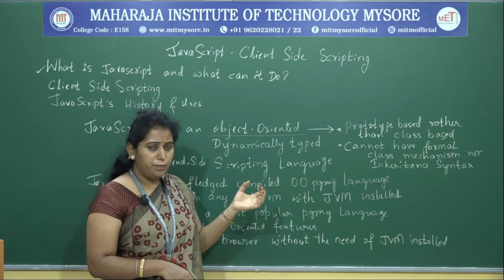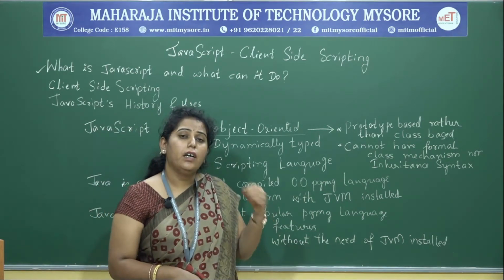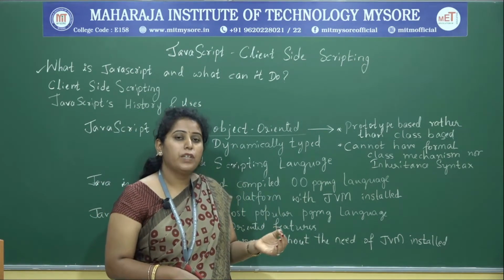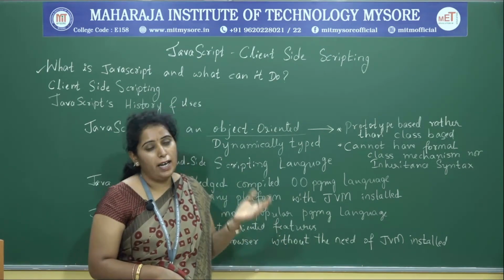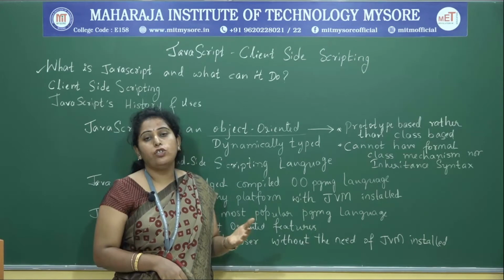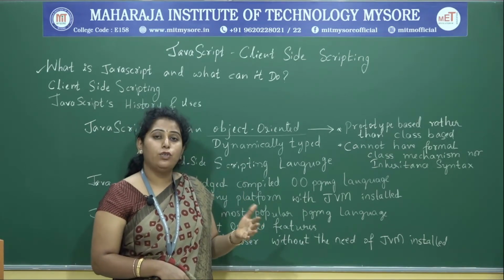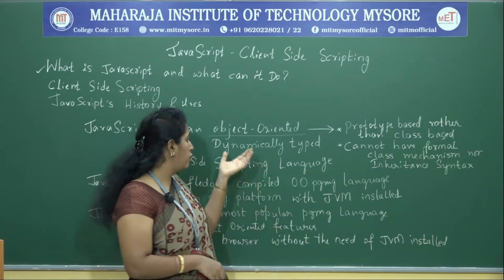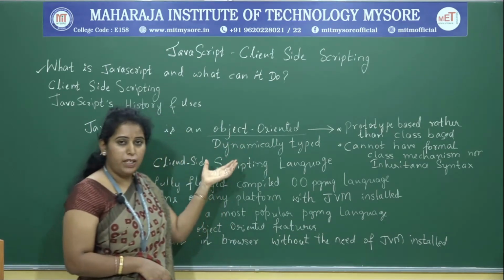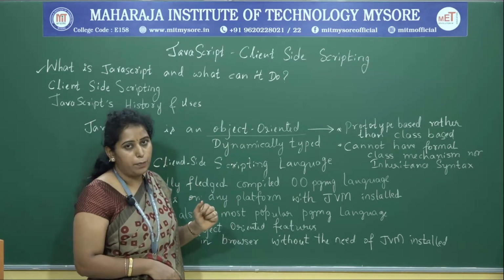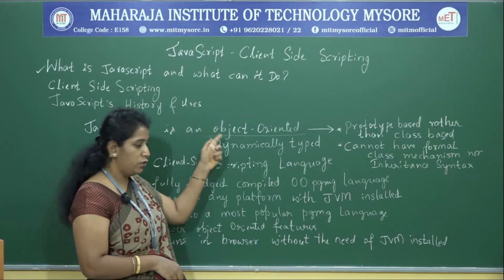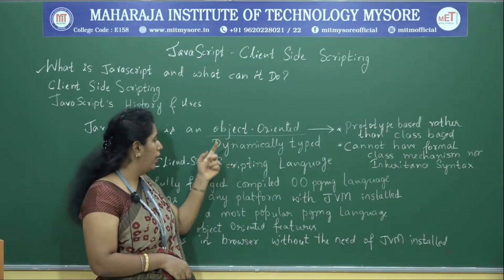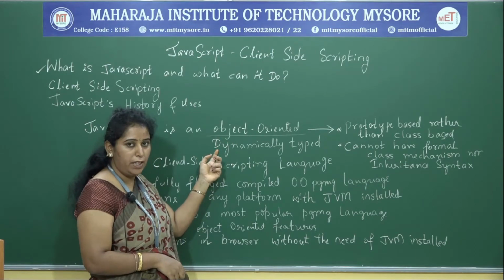For example, when you declare a variable, you assign some value. This is done at runtime, and you can also change that value at runtime. That's why we call JavaScript dynamically typed. So finally, we have discussed why JavaScript is called object oriented and also why it is dynamically typed.